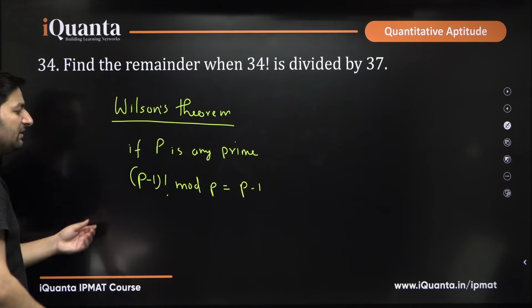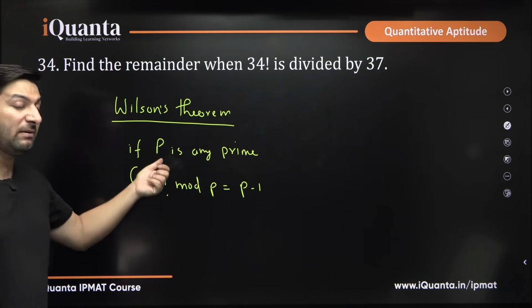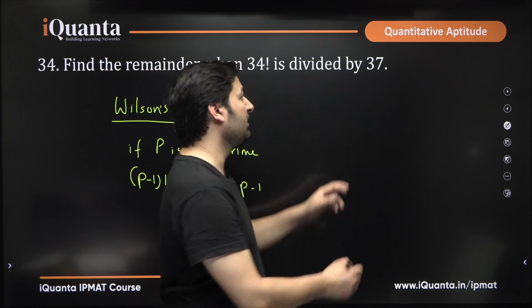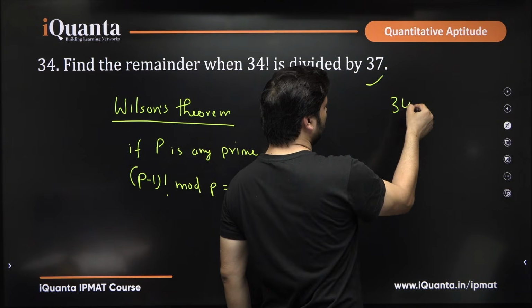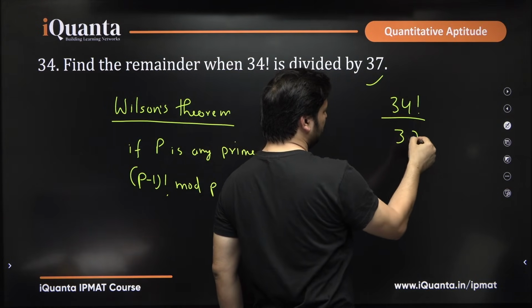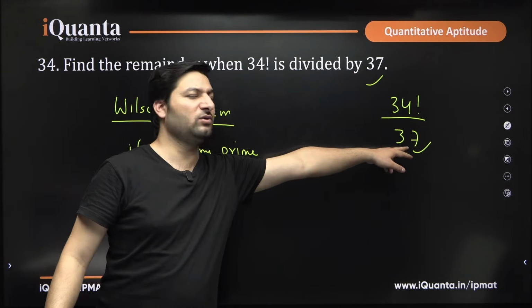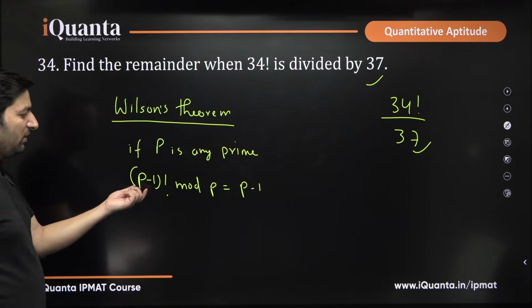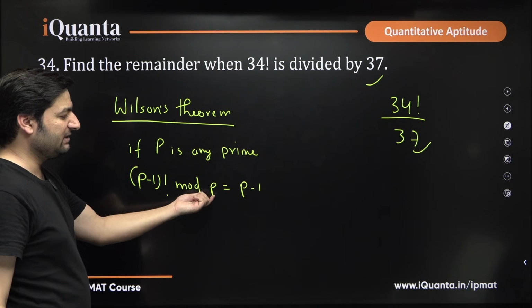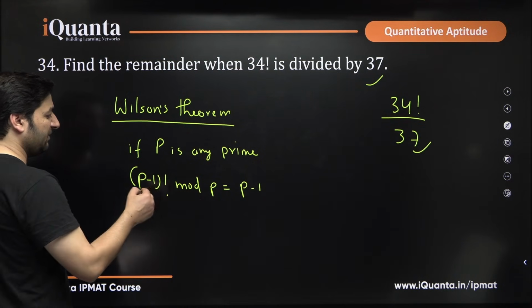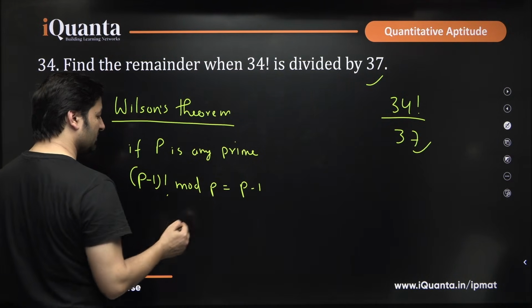What does this mean? P is prime, it has to be prime, the divisor has to be a prime. Is your divisor prime here? Yes, 34 factorial is being divided by 37, and 37 is a prime number, that is why we can use Wilson's theorem. You cannot use Wilson's theorem when you have a non-prime number over here. So, if 1 less than prime is divided by that same prime, mod means remainder. What will be the remainder when (P minus 1) factorial is divided by P? It is P minus 1.